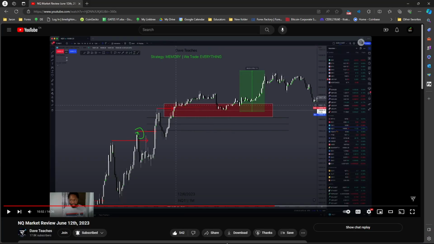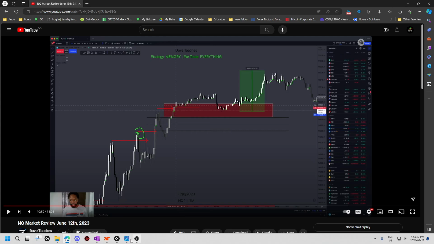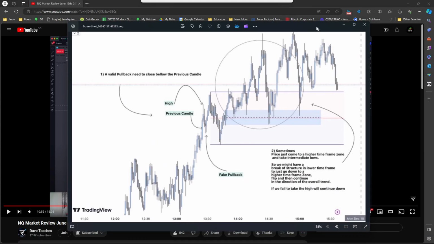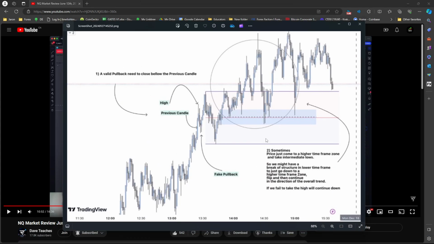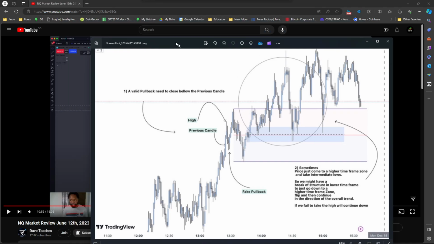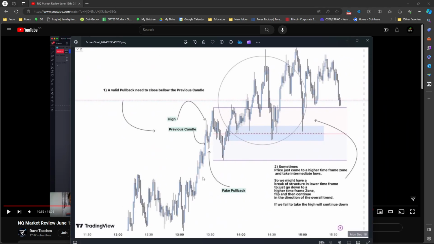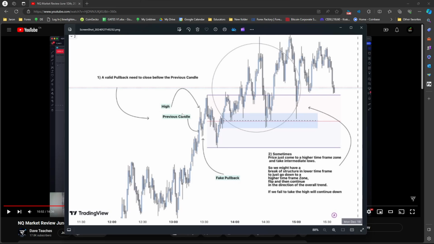Got that out of the way. Now, a couple examples I've got in the past. So this is someone on Instagram. It's the exact same thing I'm just talking about. Look, he's marking previous candle. We got that. It's the same scenario. He's saying it's a fake pullback because it didn't close below the previous candle's low. But we just looked at Dave's video. This is wrong. So this fake pullback is wrong. It's actually a real pullback, right?